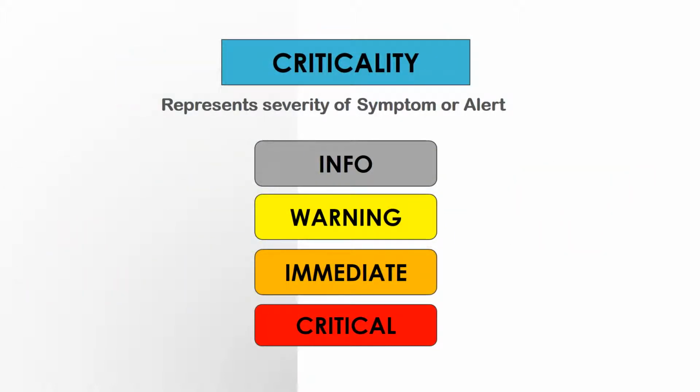Another concept that we need to pay attention to is the severity value of symptoms known as criticality. Now, criticality controls the color used to represent a symptom in user interface, which basically means that symptoms can be divided into four categories and assigned a certain color so that just by looking at the color in the interface, we are able to recognize the severity of the symptom too, which is like info by gray, warning by yellow, immediate by orange, and critical by red.